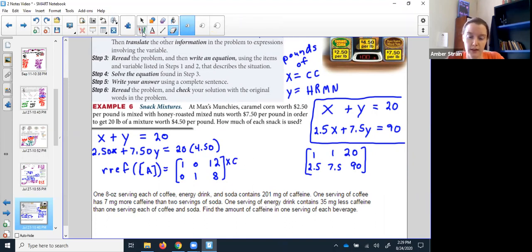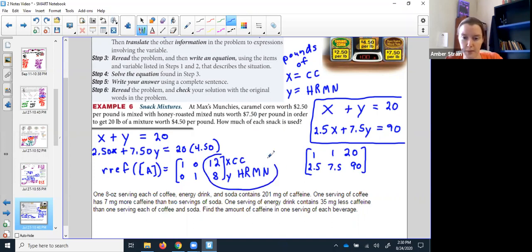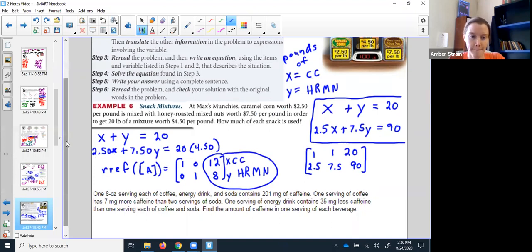And I could double check things. So of course 12 pounds plus 8 pounds would make 20. And I could go figure out my bill real quick by 12 times 2.50, 8 times 7.50, make sure I have a total bill of 90. So you can see how easy it would have been to get the two flip-flopped and be confused if I hadn't labeled things up here at the beginning.